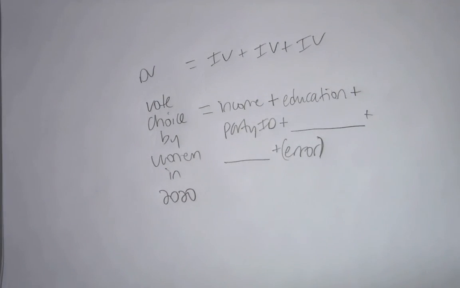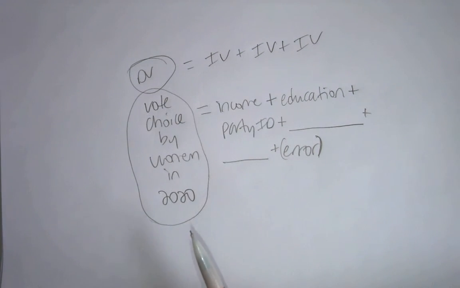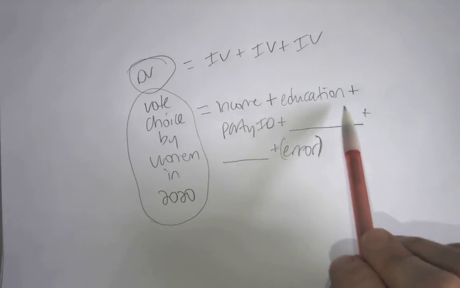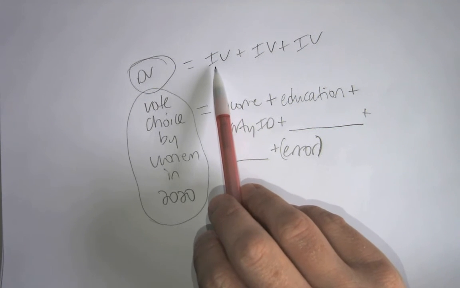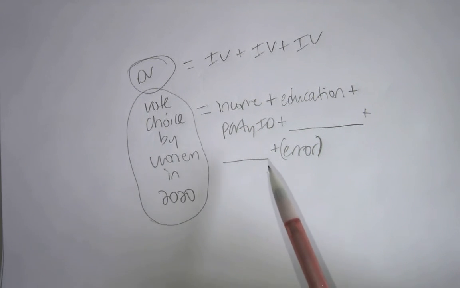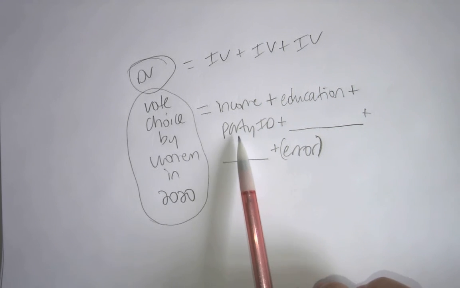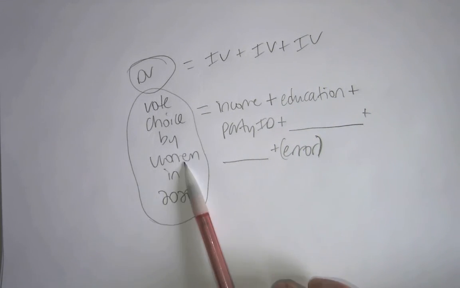So when you're thinking in your mind about something that you want to explain, it always goes on the left. So I just picked something that a lot of people are wondering about right now. What's going to drive vote choice by women in 2020? And then I would use the previous research to build out this equation with possible independent variables. So if you're wondering where these come from, again, it comes from the literature and existing studies, and then you have an understanding of what's been shown to cause different vote choices.